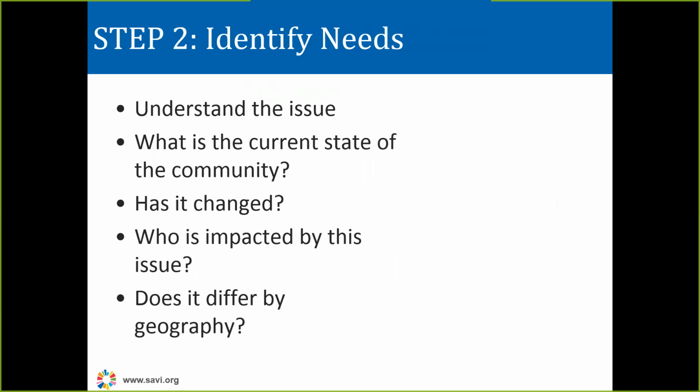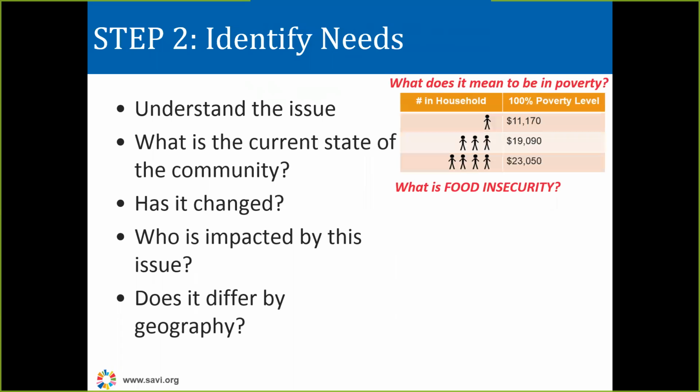Step two, identifying needs. So we do step two so we can understand the issues in the community. So what is the current state in the community? How has it changed over time? Has it been getting better? Has it been getting worse? Who is impacted by this issue? And then does it differ by geography?